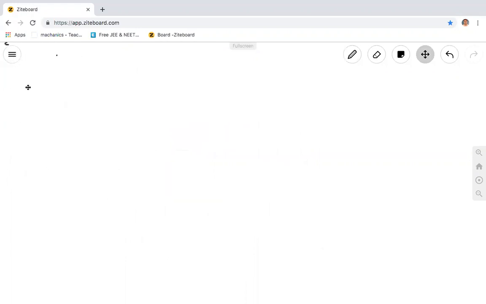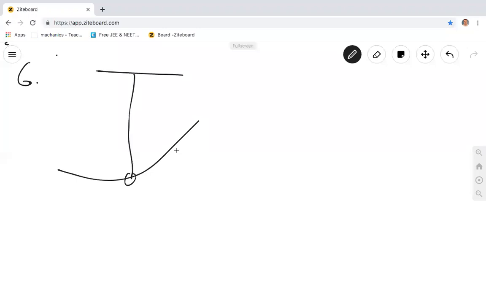Okay, let me go to the sixth example, sixth application. Let me ask you a few simple things. It is a pendulum. It's oscillating like this. Oh, sorry, it is very difficult to draw.